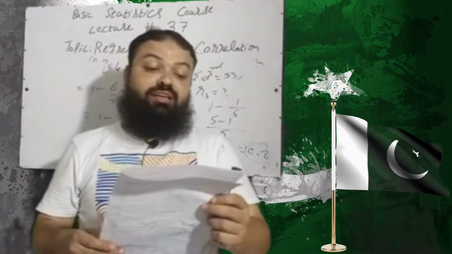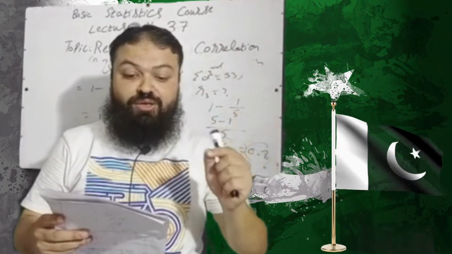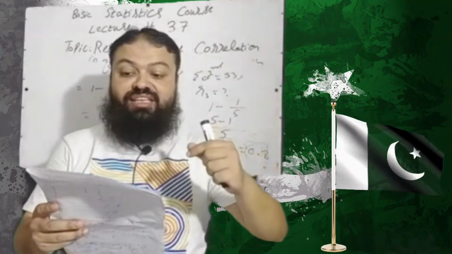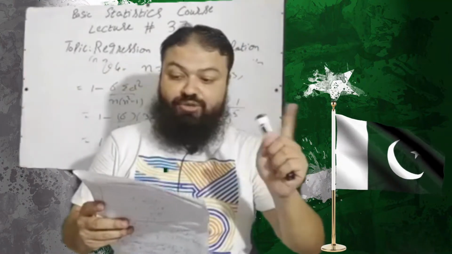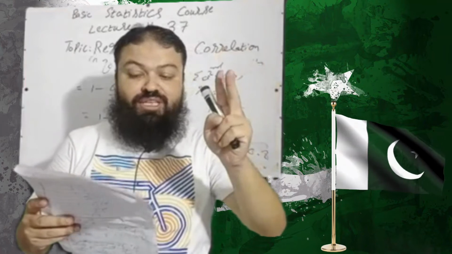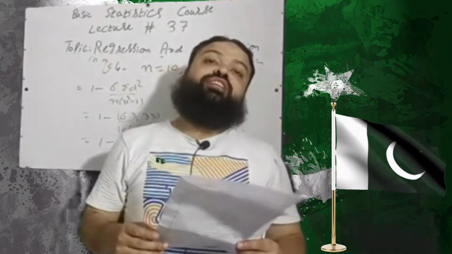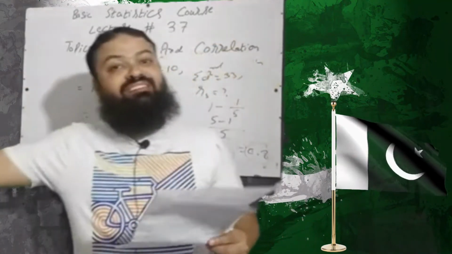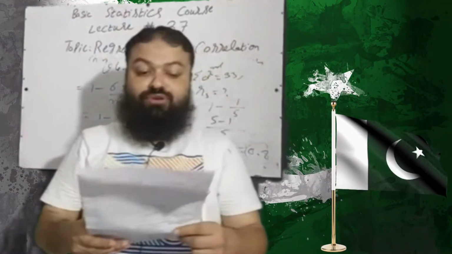Question number 6. Correlation between x1 on one side and x2, x3 on the other side is called A. Partial correlation, incorrect, B. Multiple correlation, incorrect, C. Ordinary correlation, incorrect, D. Association. When we have x1 on one side and x2, x3 on the other side, then the correlation between them will be association, a very important one.